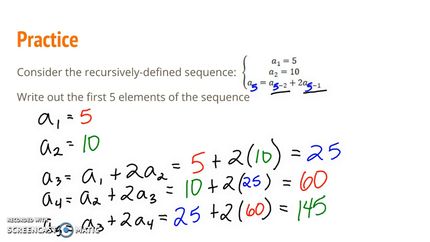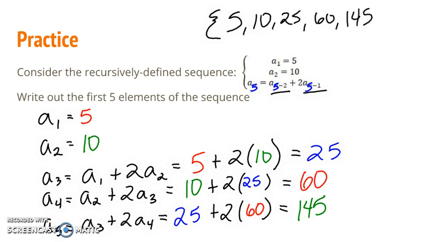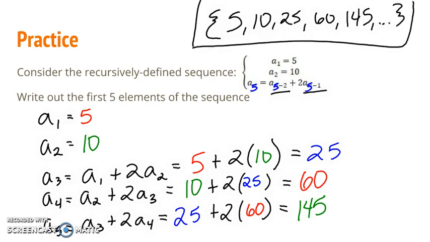So again, my answer, I think I may have forgotten to write that on the last one. I want to write them out: 5, 10, 25, 60, 145, and it keeps going on. Make sure you put them in the braces. And that is our recursive sequence.